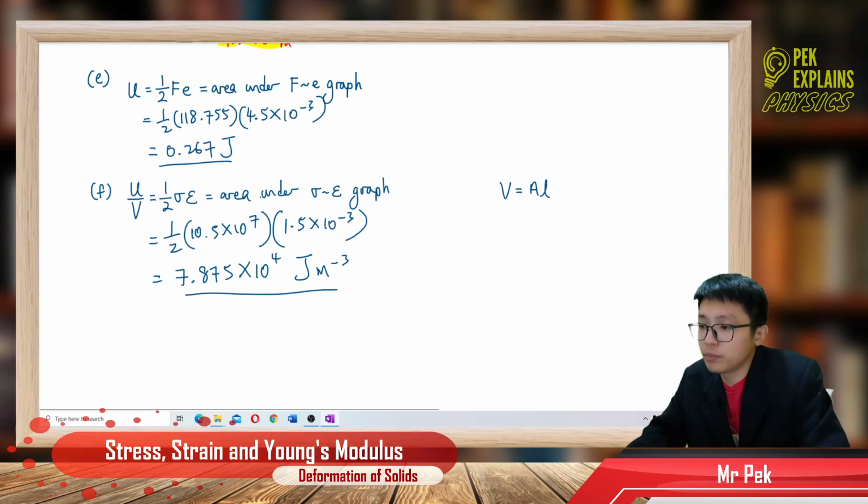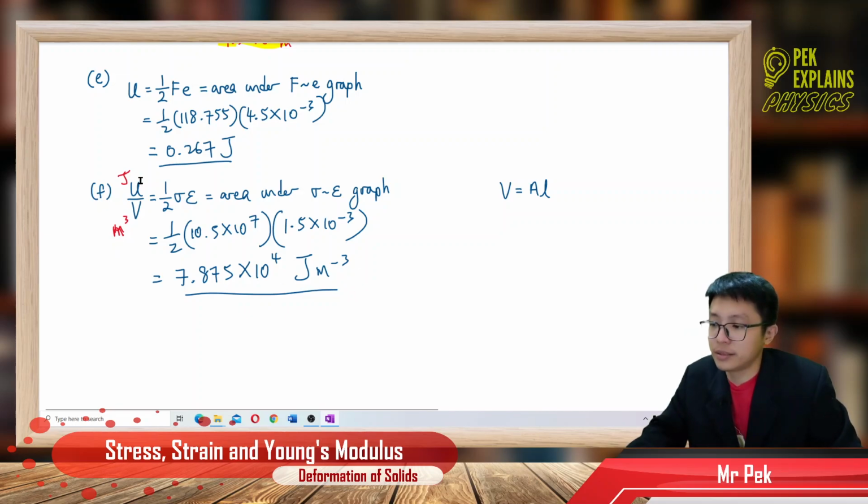Why joule per meter cube? Because strain energy is in joule, and volume is in meter cube, isn't it? Joule per meter cube. That's the strain energy per unit volume. That's the answer.